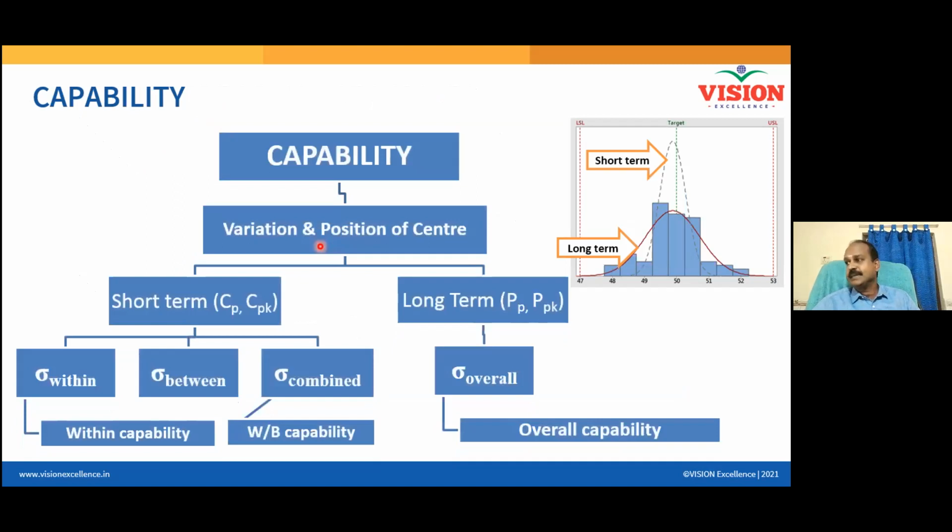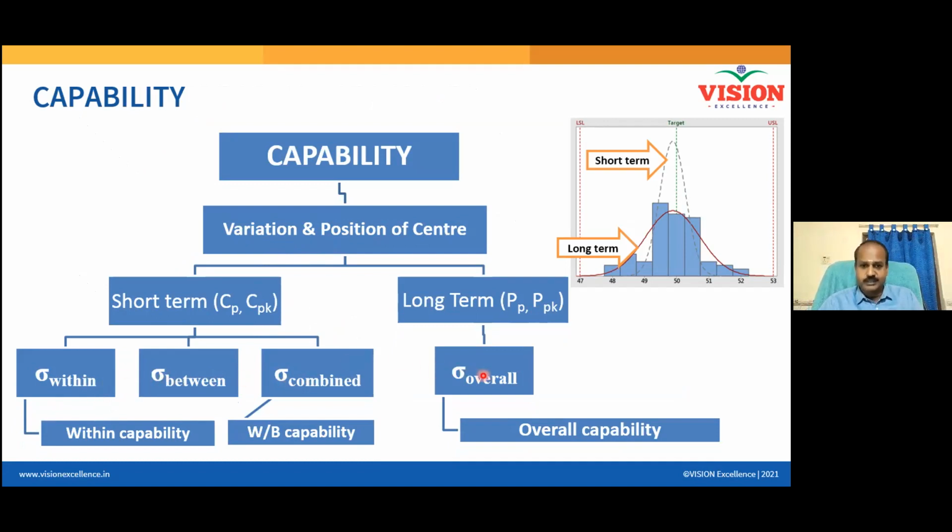So capability depends on the variation and the position of center. You have two types of capability, short-term capability or long-term capability. We call it CP, CPK here. We call it PP, PPK here. And CP, CPK can be of 3 types: within capability, between capability, and combined capability. What is this combined? I combine the two.